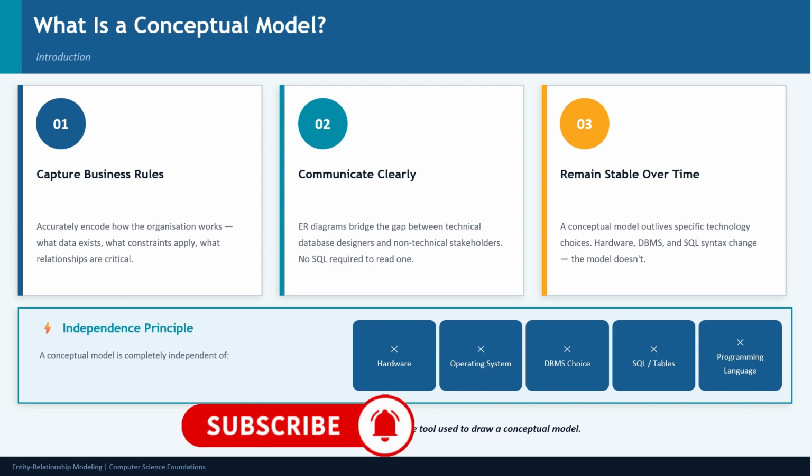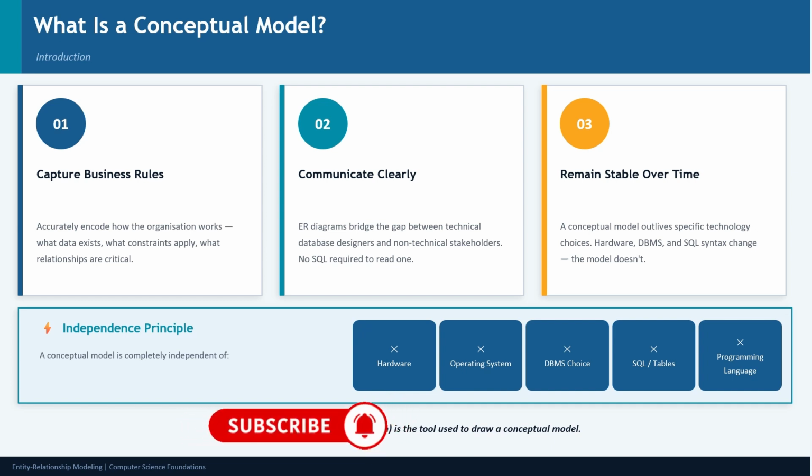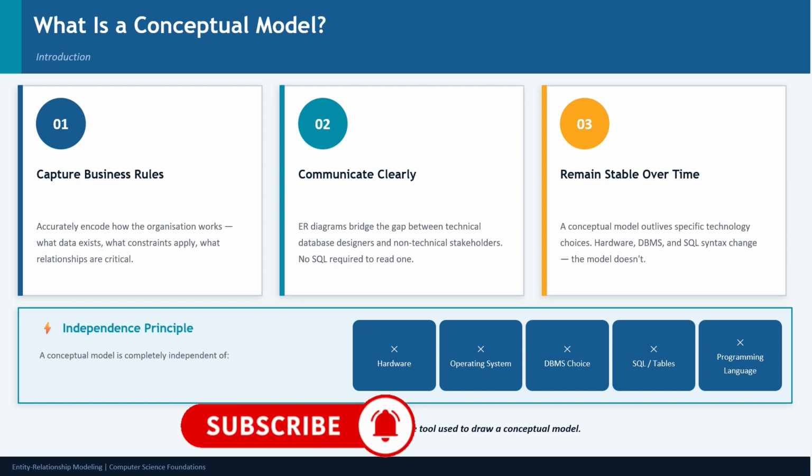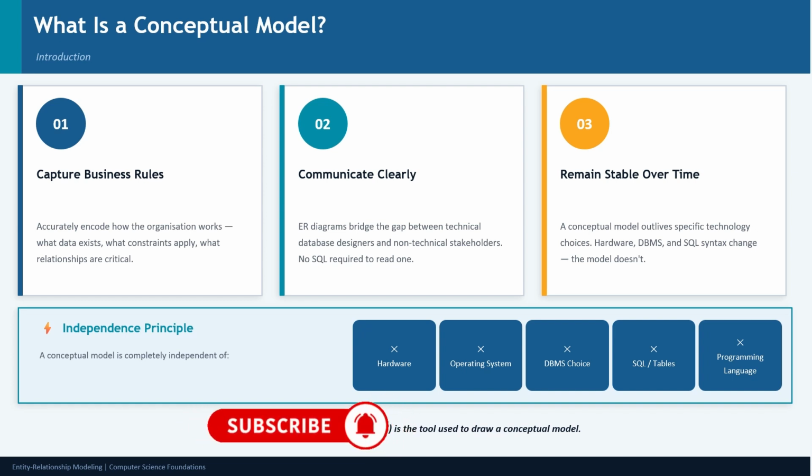It serves three key goals. 1. Capture business rules accurately. What data exists? What constraints apply? What relationships are critical? 2. Communicate clearly with non-technical stakeholders. No SQL required to read an ER diagram. 3. Remain stable over time, even as the technology underneath changes. The tool we use to draw a conceptual model is the Entity Relationship Diagram, the ERD.